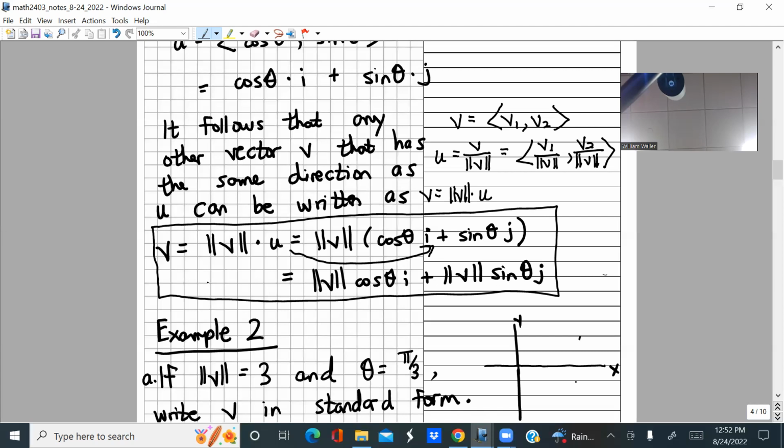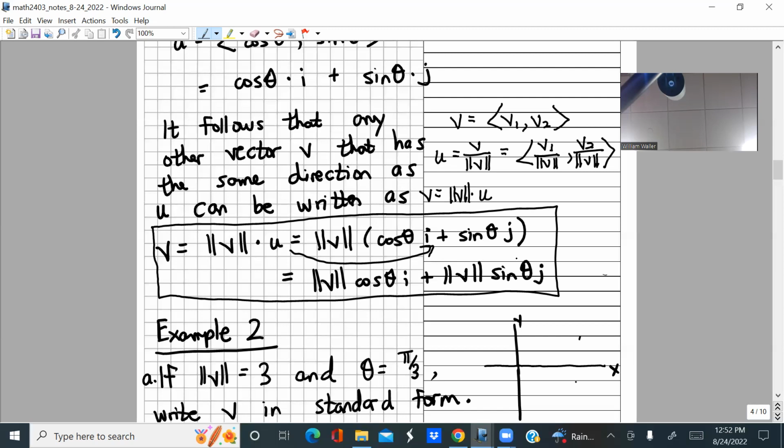I boxed this off because I wanted you to remember that. This equation is important. For any vector, magnitude times the cosine of the direction times i plus magnitude times the sine of the direction times j. And keep in mind, theta here is direction.